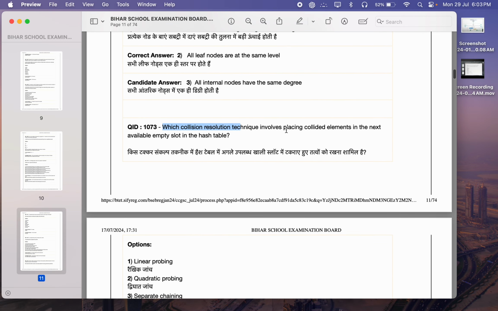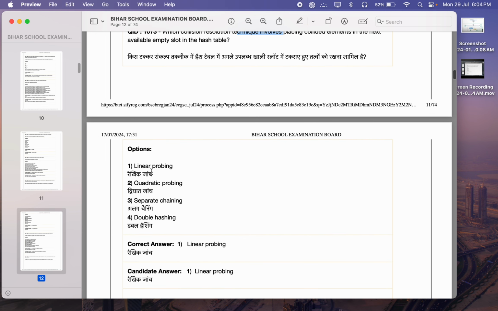Which collision resolution technique involves placing collided elements in the next available empty slot in the hash table? Linear probing, quadratic, separate chaining, double hashing. So the answer is linear probing.